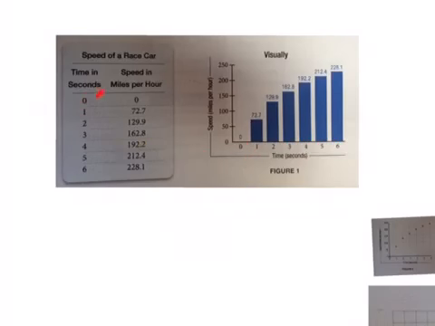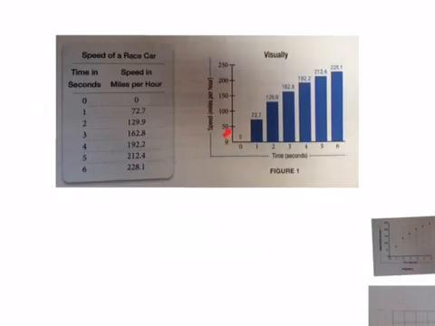So we are looking at the speed of a race car. Obviously, as time goes by, it accelerates faster and faster until the end of 6 seconds. It's going 228.1 miles per hour. So at 0 seconds, when it starts from a stop position, it isn't moving. Okay, there's no line. At 1 second, it's going 72. So 1 second, they went up to 72.